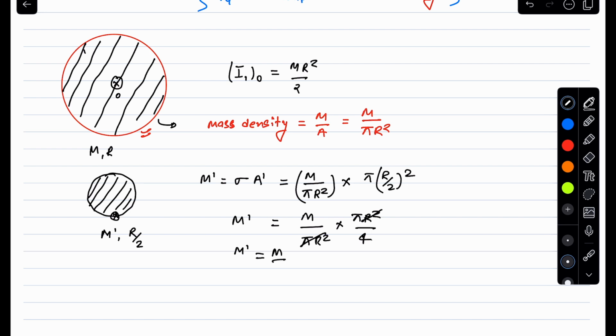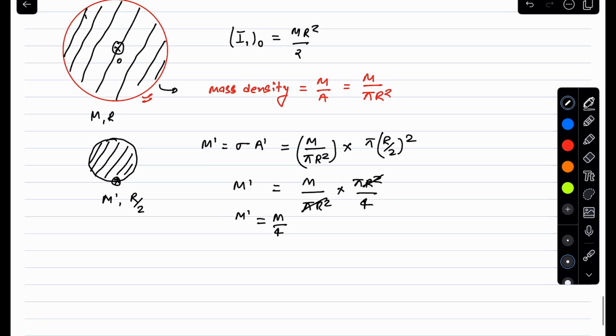Alright, so then we can also say what is the moment of inertia about the center of mass. About its center for any disk we know that the I about its center of mass is mr square divided by 2, where m is m dash and r is r by 2, whole square divided by 2. That is going to be m by 4 and r square divided by 4, divided by 2. So this becomes m r square divided by 32.